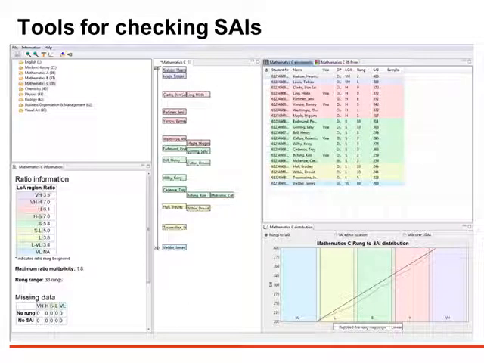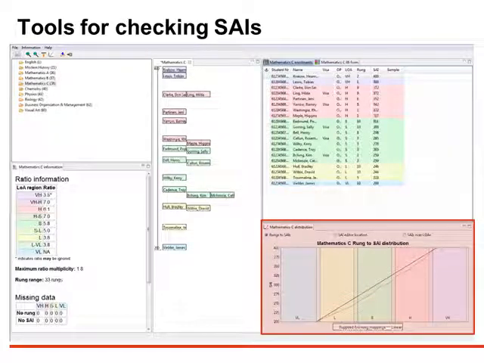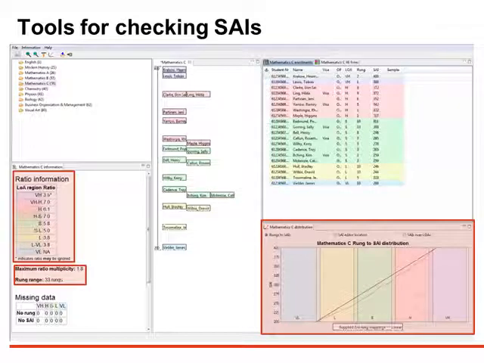There are three main tools you can use to check the reasonableness of SAIs in Bonsai 2014. These are the rungs to SAIs graph, the ratio information table, and information about maximum ratio multiplicity and the number of rungs on the Form R6 that the distribution covers. These tools should be used together to make sure that the SAIs are reasonable. Sometimes one tool will show something that another does not.